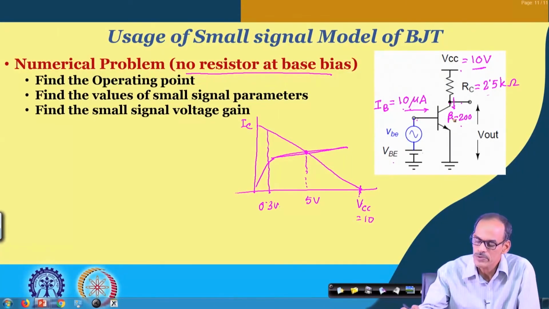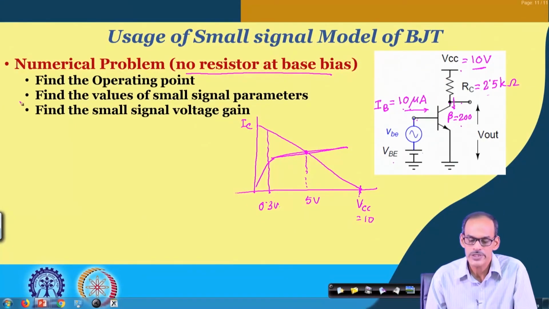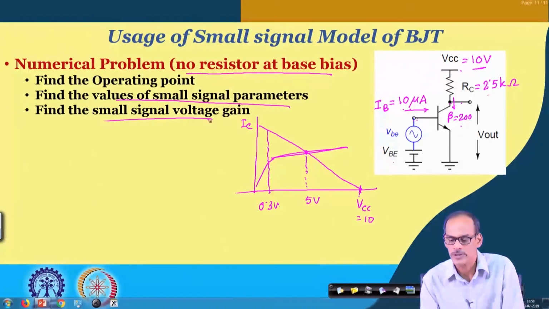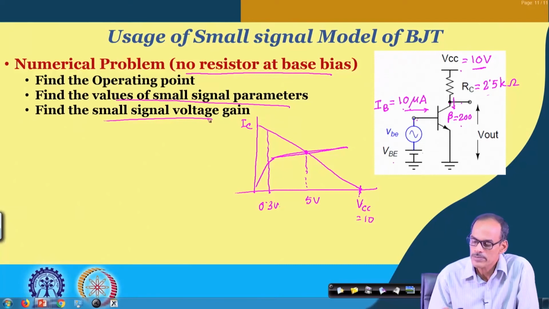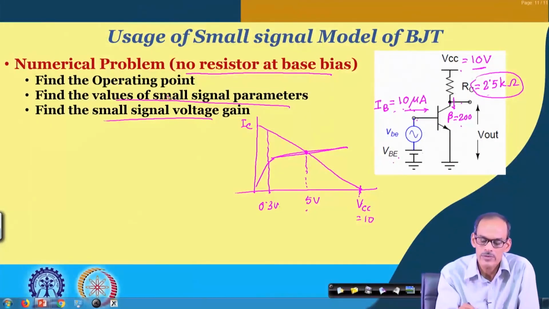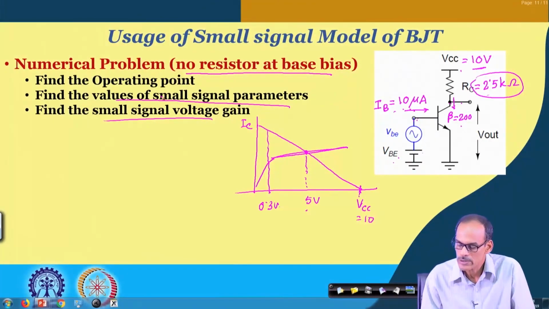Either we give this information and then directly we can ask to draw the small signal equivalent circuit, find the values of the small signal parameters and then find the small signal voltage gain. Or probably we can give this bias condition such that this is 10 microampere, then find this operating point and then we can go into this one.